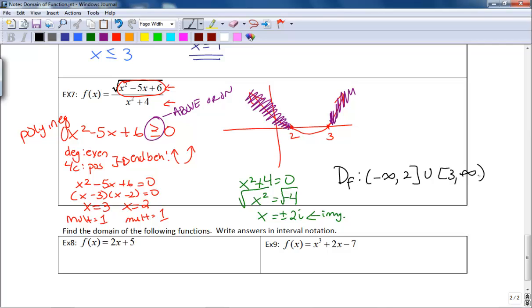Let's look at examples 8 and 9. These are the ones that for some reason students get most confused about. So it says, let's find the domains of the following function. The first one is f of x is equal to 2x plus 5.